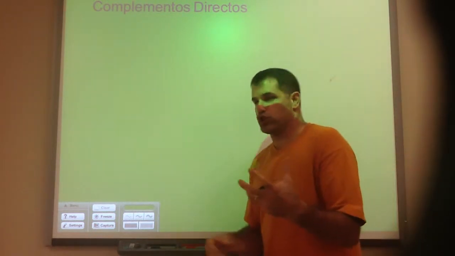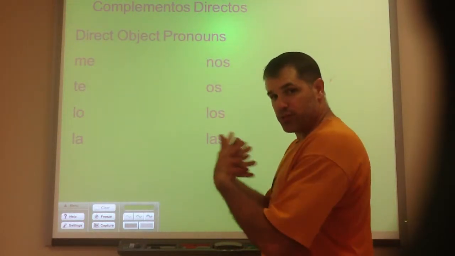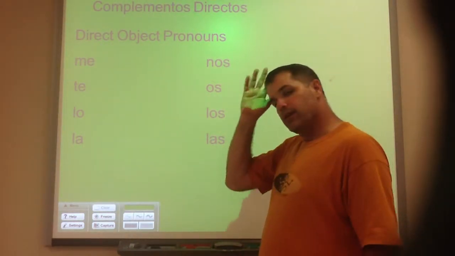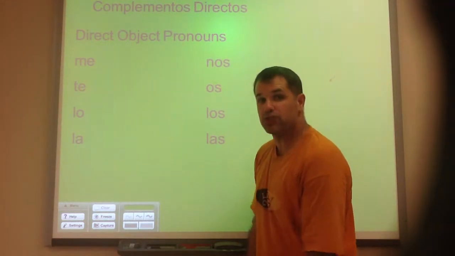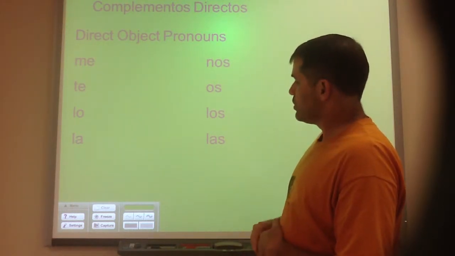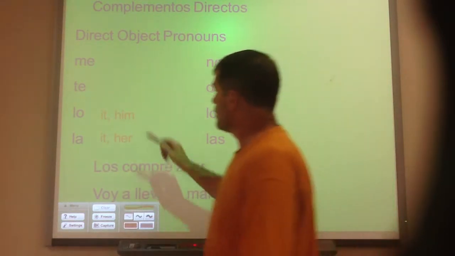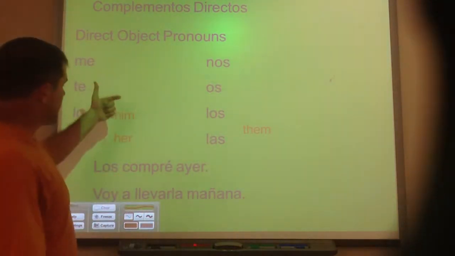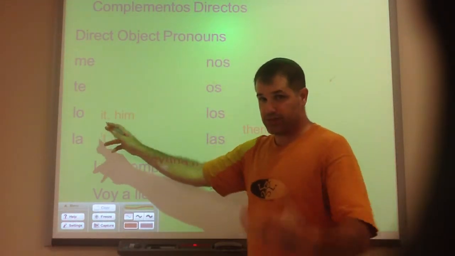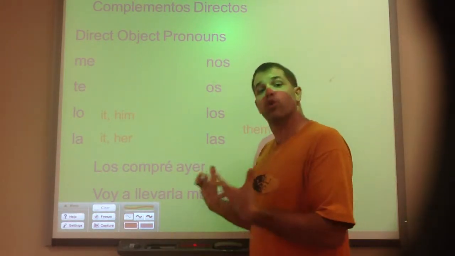Now, complementos directos. Those are direct object pronouns. So when we have direct object pronouns, that's when the person or the item, the thing, the it, lo, la, los, or las, directly receives the action of the verb. Obviously, these are the same as the ones we've been using so far. Me, te, nos, and os stay the same. Now when we have a direct object pronoun, we can have an it if it's not a person. We can have an it or a him and a her if it is a person. And we have a them here, whether it's objects or people.